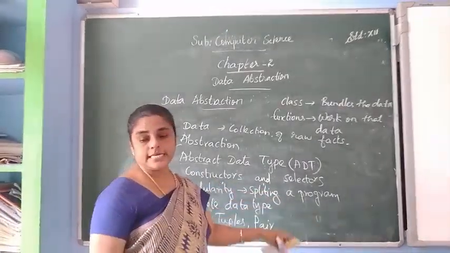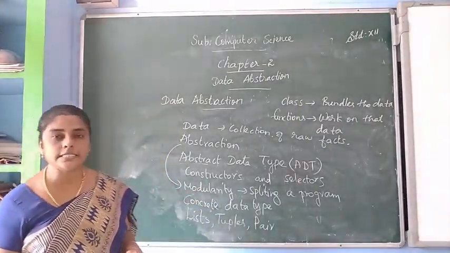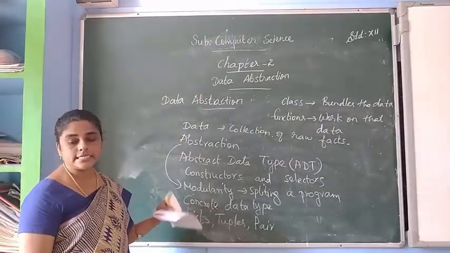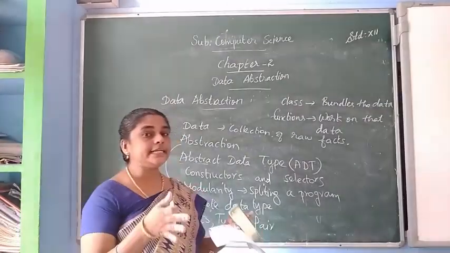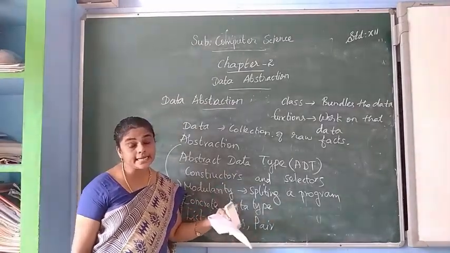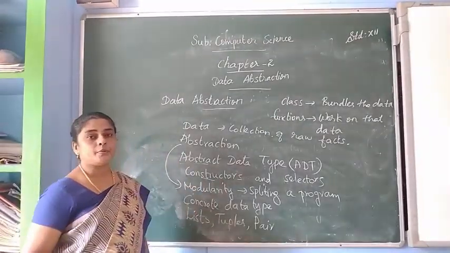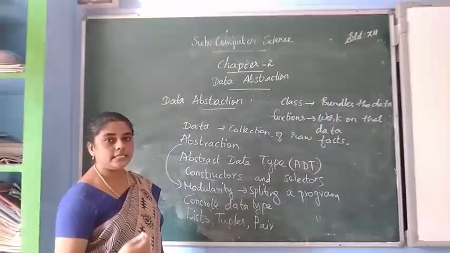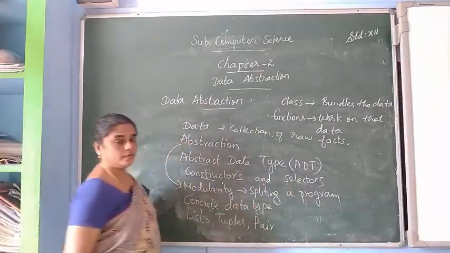Okay, constructor and selector. What is constructor and what is selector? Constructors are the functions that build the abstract data type. Selectors are the functions that retrieve information from the data type. Constructor means only constructing a program. Selector means what information you want to gather. What information we need to gather, that is the selector.